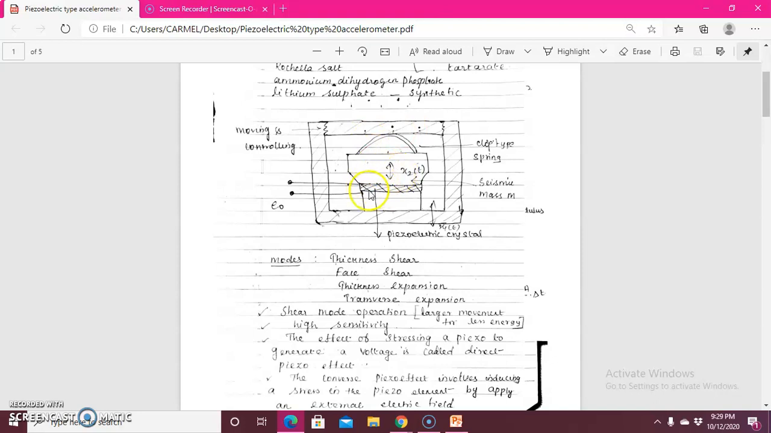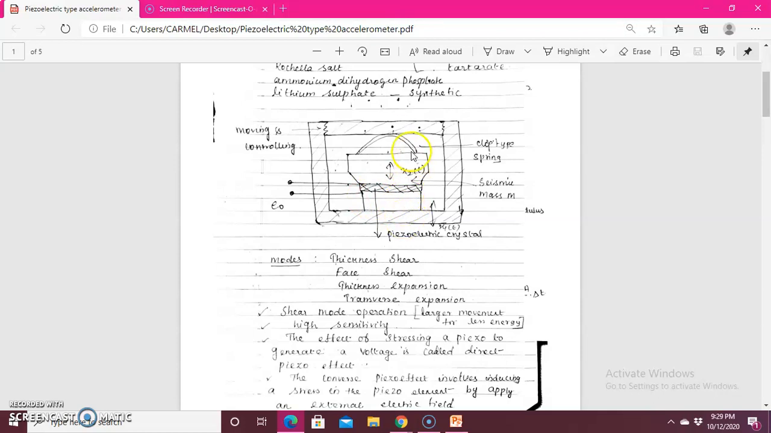So this part across here is your electrodes, and here we have a piezoelectric crystal, and in the upper portion we have a mass, then a clip type spring, then we have the moving and controlling. This is for the spring type, and here we have the moving and controlling operation. Then this particular crystal will be connected to the housing.